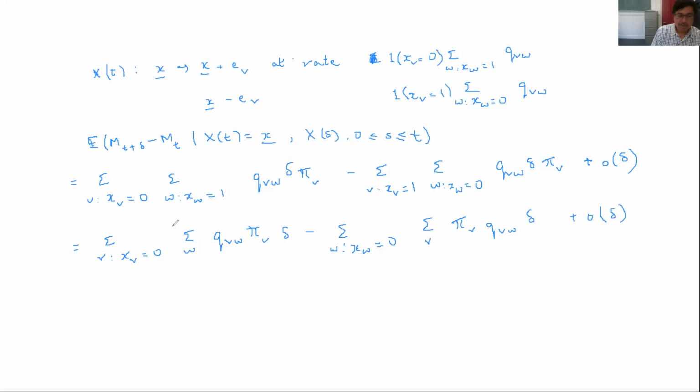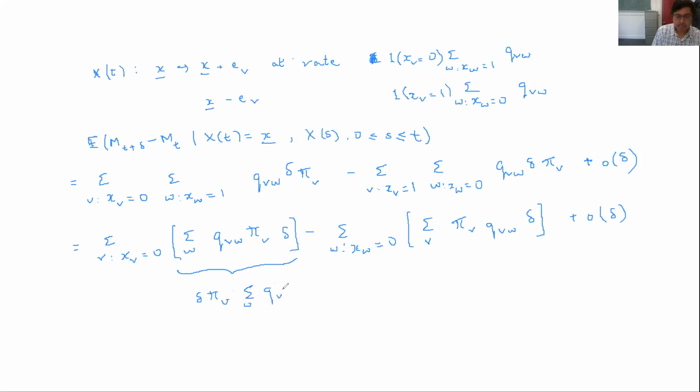Okay, so in both cases, now let's look at the inner sum. I want to focus on this inner sum here and this inner sum here. Okay, so what do we have here? This is equal to, we are summing over w, pi v and delta don't depend on w, so let me pull them out of the sum. So we have delta pi v times the sum over all w of q v w.